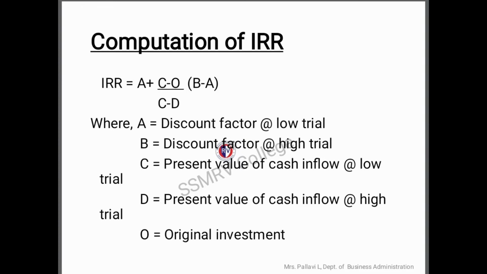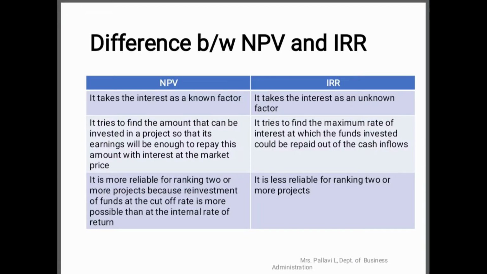Okay, now let's understand the difference between NPV and IRR. First one: NPV takes the interest rate as a known factor, whereas IRR takes the interest rate as an unknown factor. That means in NPV you know the interest factor, but in IRR you don't know which one, because you have two discount factors, that is low trial and high trial, right?